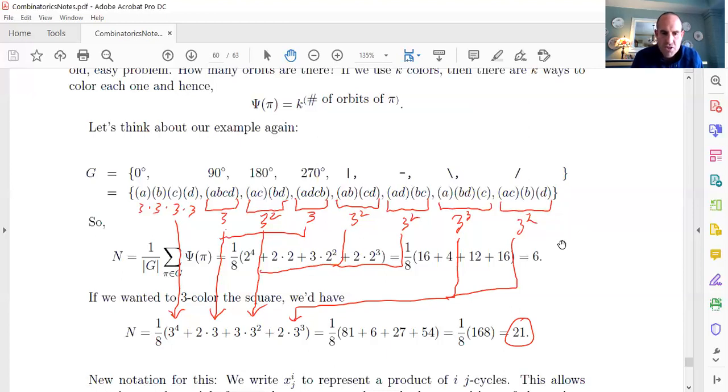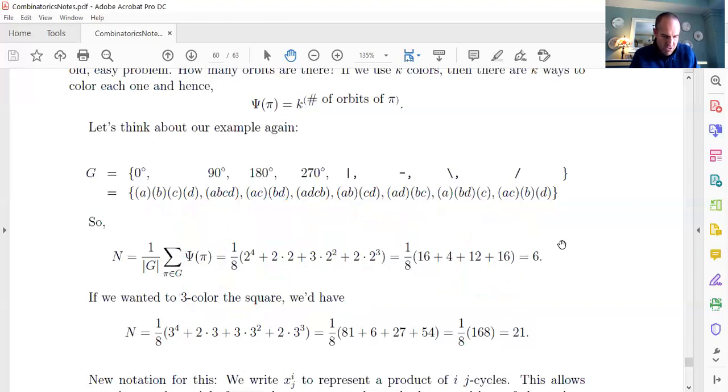Hopefully you're starting to see a pattern emerge before our very eyes here. This is fantastic stuff. You can kind of tell what's going to happen. If I was going to, for instance, 5 color these things, you just think it through, right? So what if I were to 5 color? The number of distinct 5 colorings would be 1/8.